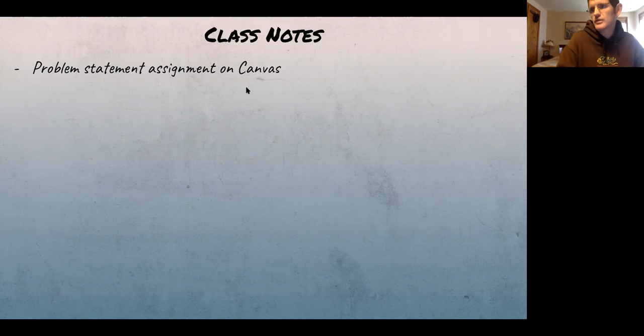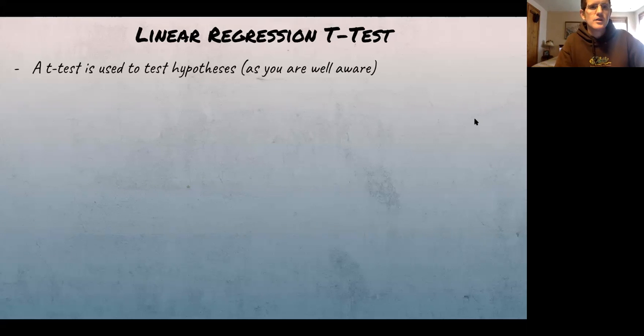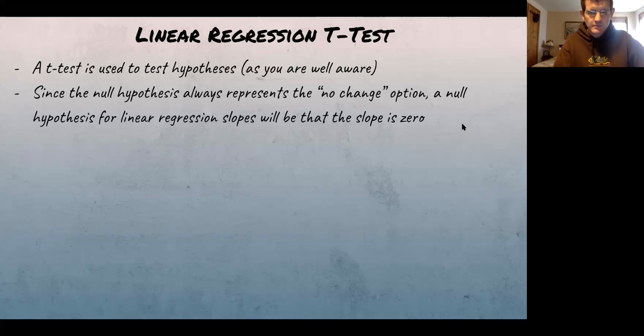All right, if you have more questions on that, of course, we can talk about it, but we will move ahead and talk about the linear regression t-tests. So you are well aware that a t-test is used to test hypotheses. In general, a null hypothesis represents no change. And we're always testing the alternative, which is that there is some kind of change, some kind of deviation from the norm that maybe is a better explanation for what's going on.